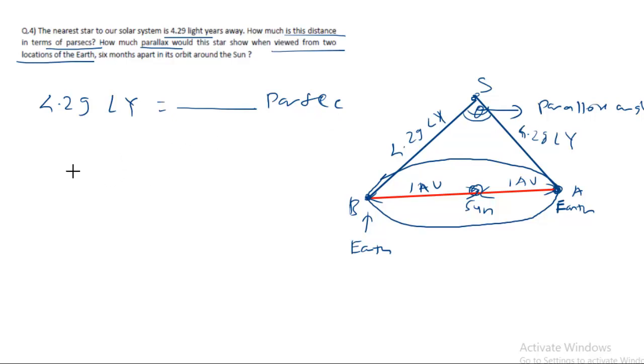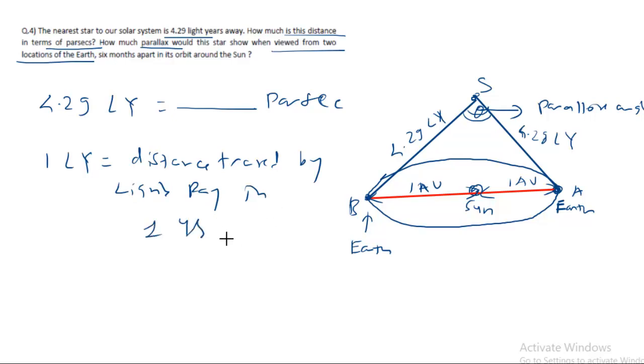For that, what is meant by light year? So 1 light year is actually the distance traveled by a light ray in 1 year. As you know, the speed of light is 3 into 10 raised to power 8 meter per second. So with this speed, if light is traveling for 1 year, that distance will be 1 light year.